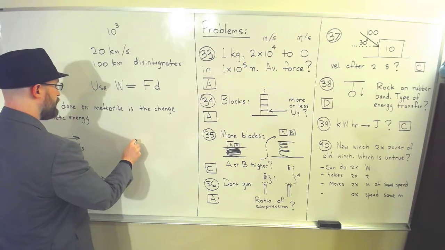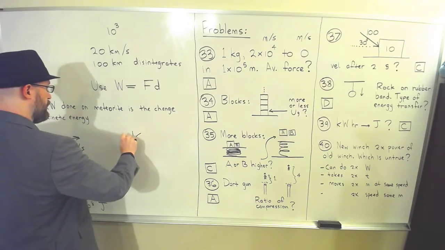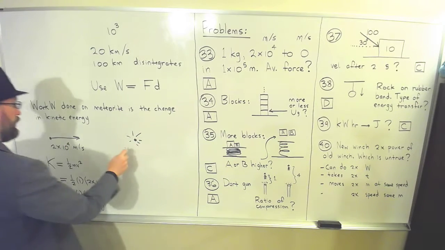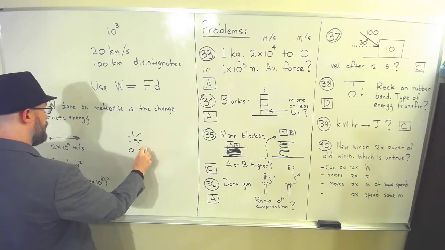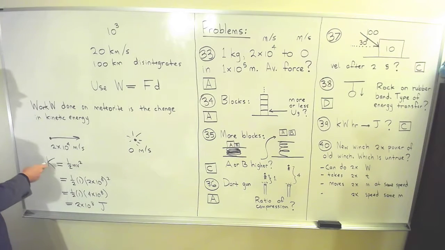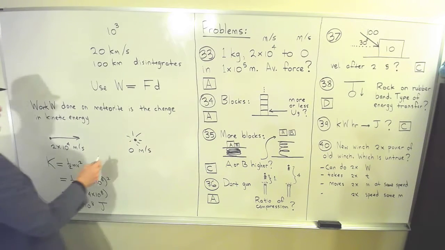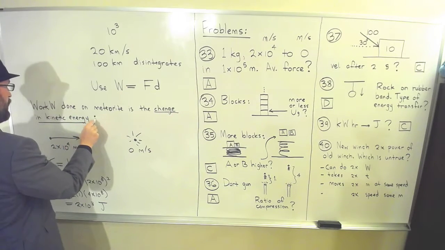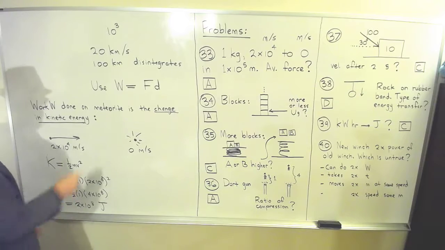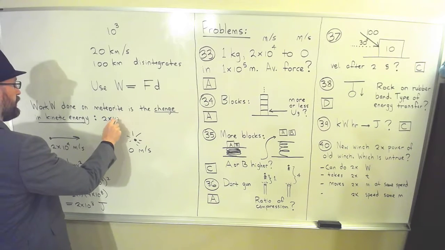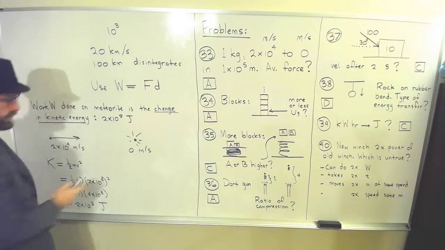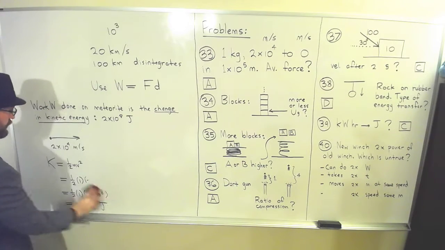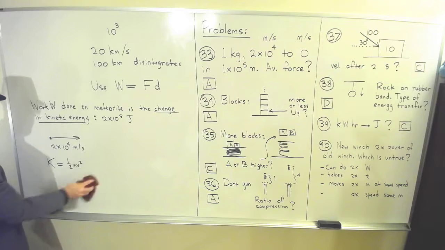Now, when it stops and disintegrates, they say it disintegrates here, but it's come to a stop before disintegrating. So this is 0 meters per second, and so that's going to be 0 kinetic energy. So the change in kinetic energy is this number here, 2 times 10 to the 8th joules. And since I've calculated this here, I can erase this now.